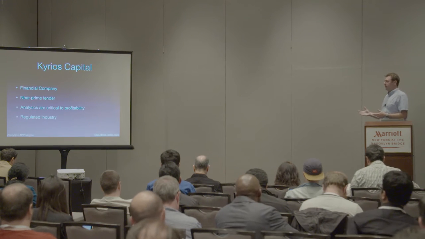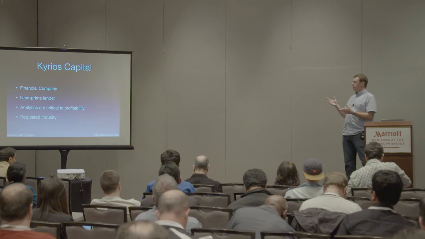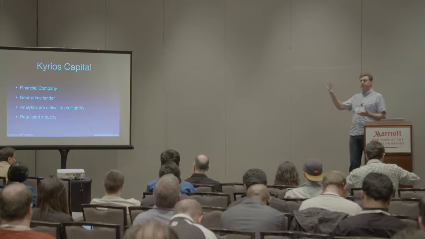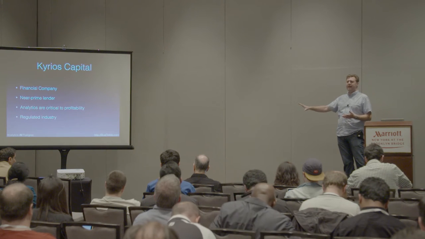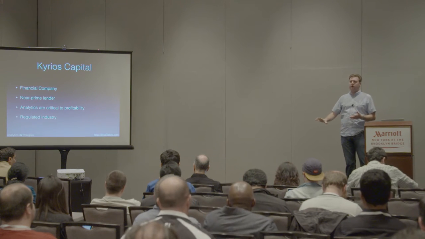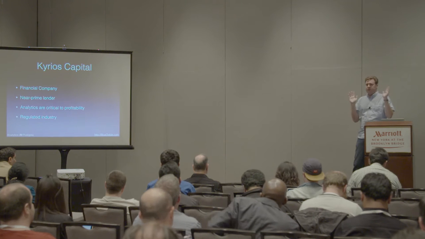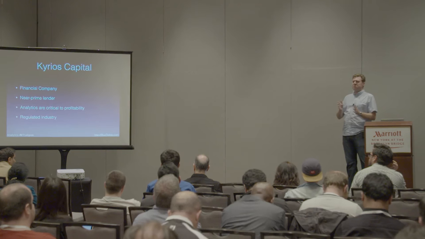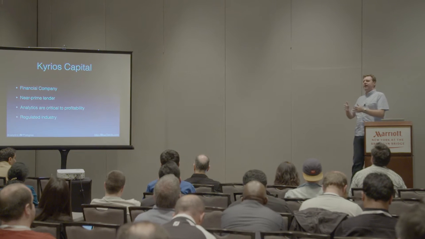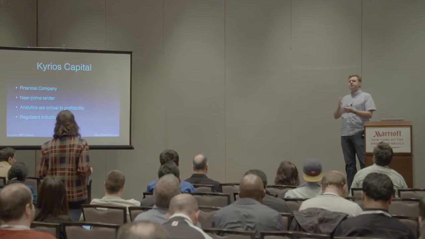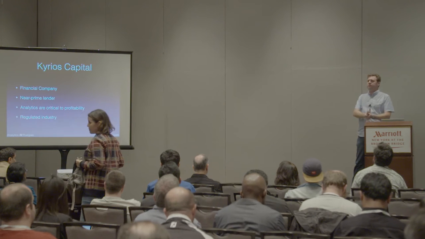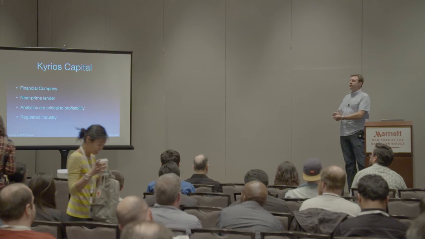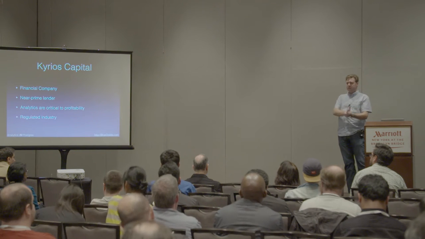So just to give you some background on my client, they're a financial company, they're a near-prime lender, and really the key thing that you need to understand about that is that it means the FICO score that all of us worry about, ooh, do I have a 720? Well, that FICO score for near-prime, so people in like the low 600, the high 500 range, they're not quite as concerned about what their FICO score is. And that means that the FICO score is not a good predictor of are they going to repay their loan.